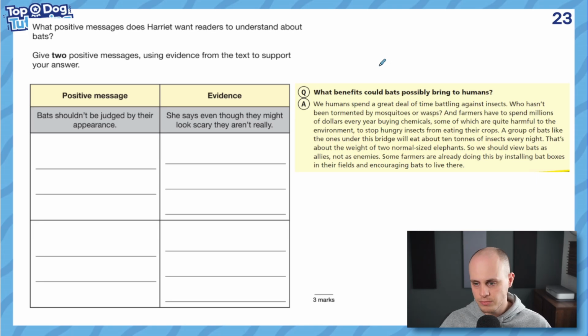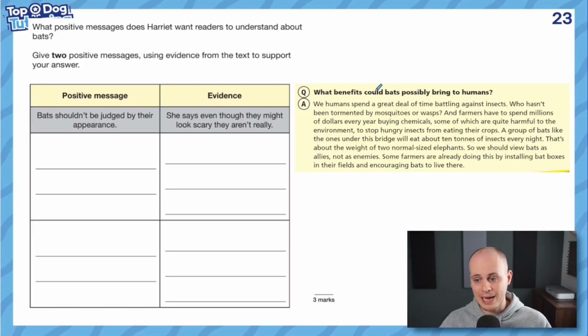We humans spend a great deal of time battling against insects. Who hasn't been tormented by mosquitoes or wasps? And farmers have to spend millions of dollars every year buying chemicals, some of which are quite harmful to the environment, to stop hungry insects from eating their crops. A group of bats, like the ones under this bridge, will eat about 10 tons of insects every night. That's about the weight of 2 normal-sized elephants.